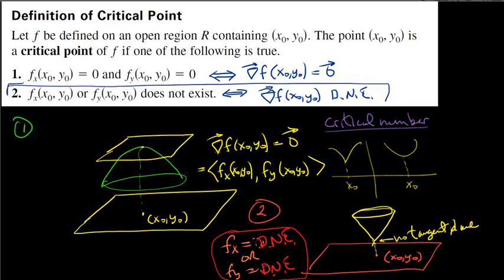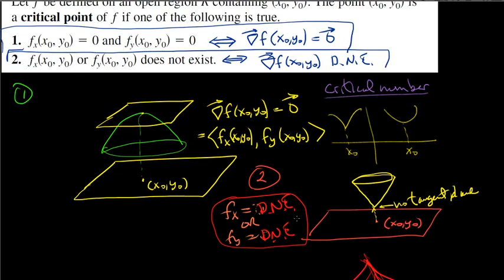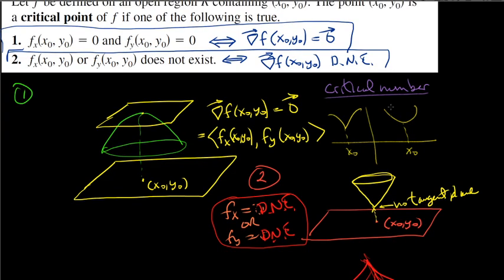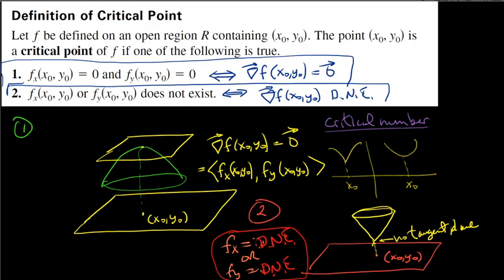However, for I would say 95% of the homework, your critical points come from where the gradient equals 0. In other words, where both partial derivatives equal 0. But once in a while you'll see one where both partial derivatives fail to exist, or either partial derivative fails to exist, and that gives you a critical point as well. Okay, so I hope that explains the definition of a critical point.